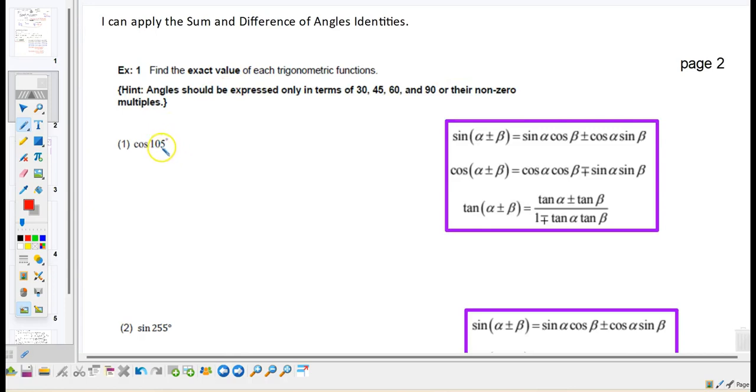So 105 degrees, that's in quadrant 2, but the reference angle is not one of our special 30, 60, 90. So we're not going to use just a straight one special triangle. Instead, we can use our sum and difference formulas. So I want you to pause the video here, pick for a moment 2 angles that can add or subtract to 105.